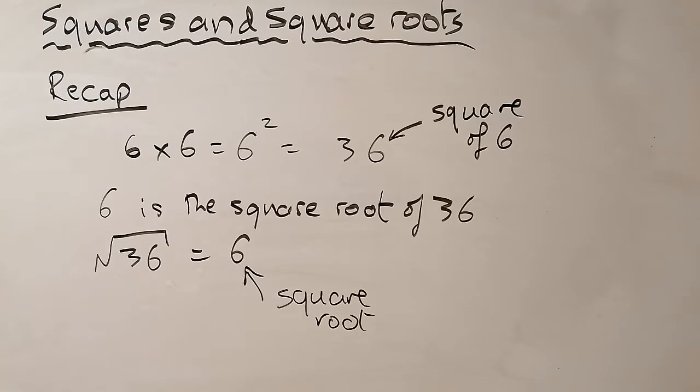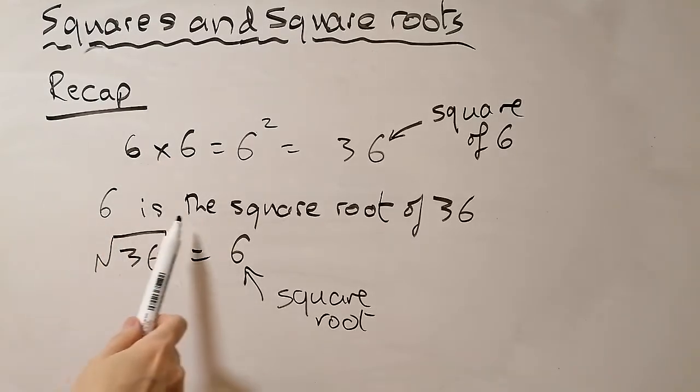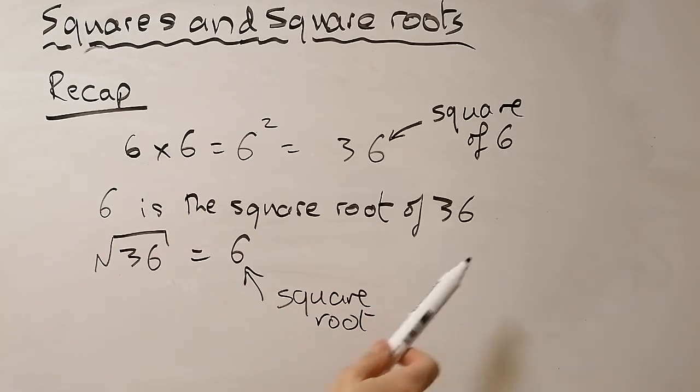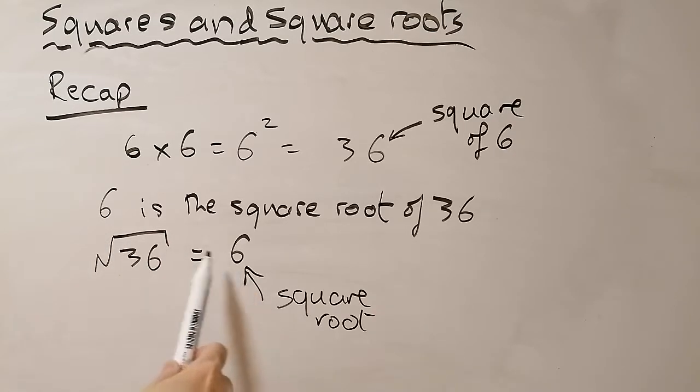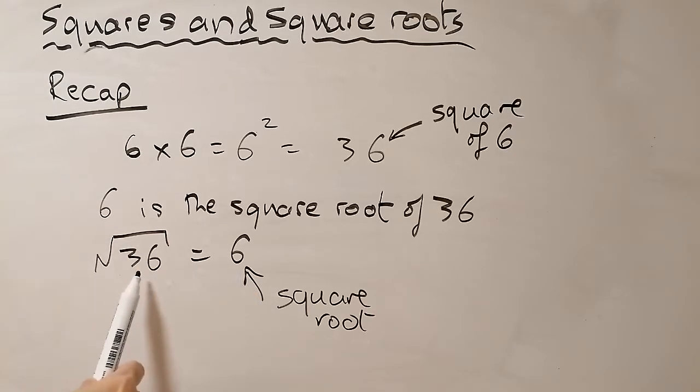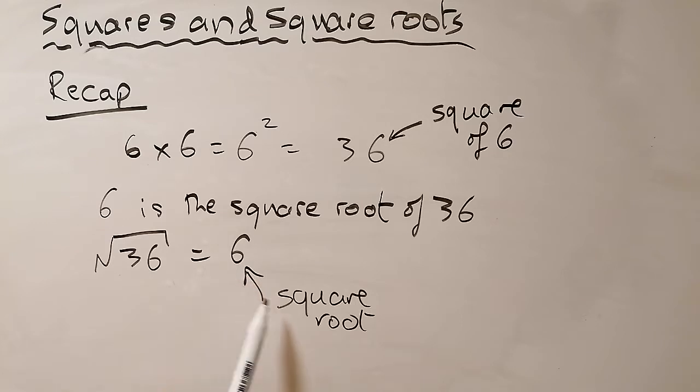Now, as well as that, we say that 6 is the square root of 36, and we can write that mathematically as the square root of 36 is equal to 6. So 6 is the square root and 36 is the square of 6.